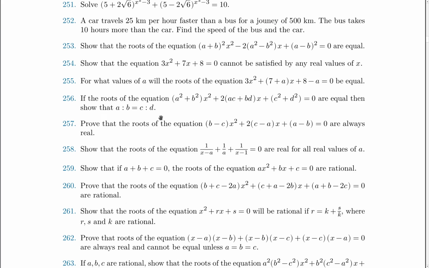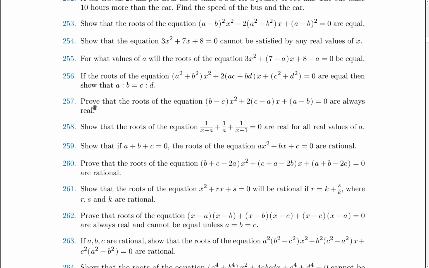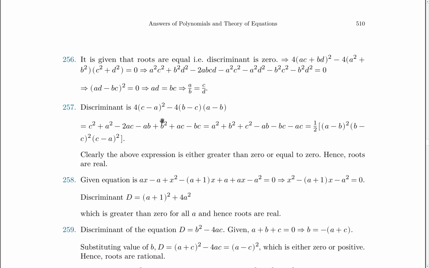Question 257 says, prove that the roots of the equation (b minus c) into x square plus 2 into (c minus a) into x plus (a minus b) is equal to 0 are always real. So again, we calculate the discriminant, and you can go through this expansion and calculation, and finally you will arrive at 1 by half into (a minus b) whole square plus (b minus c) whole square plus (c minus a) whole square. Now this expression is a sum of 3 squares, so the minimum value possible is 0, and otherwise it will be greater than 0, and therefore the roots will be real.